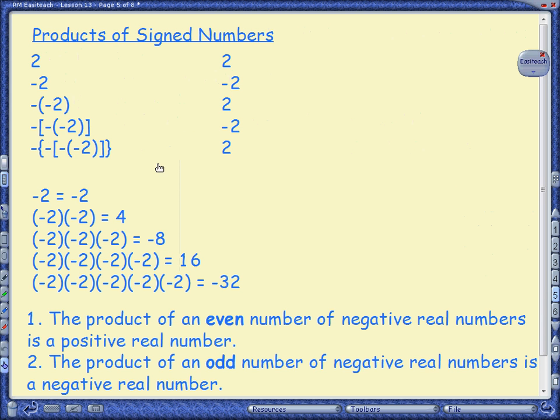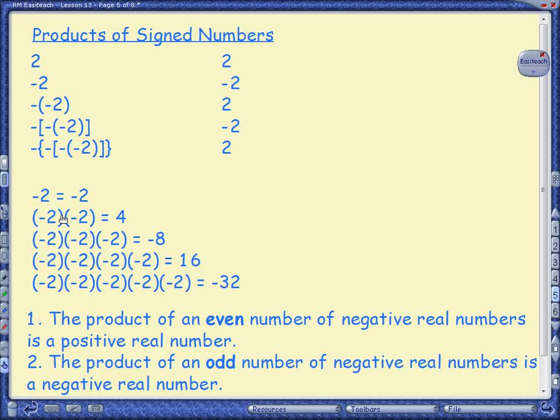Now, whenever we have products of signed numbers, positive 2 is positive 2. The opposite of 2 is negative 2. The opposite of the opposite of 2 is positive 2. And the opposite of the opposite of the opposite of 2 is negative 2. 4 negatives are going to give us a positive, so it alternates back and forth. Whenever we have an odd number of negatives, like 1 negative and 3 negatives, our answers are always negative. When we have an even number of negatives, 2 and 4, our answer is positive.